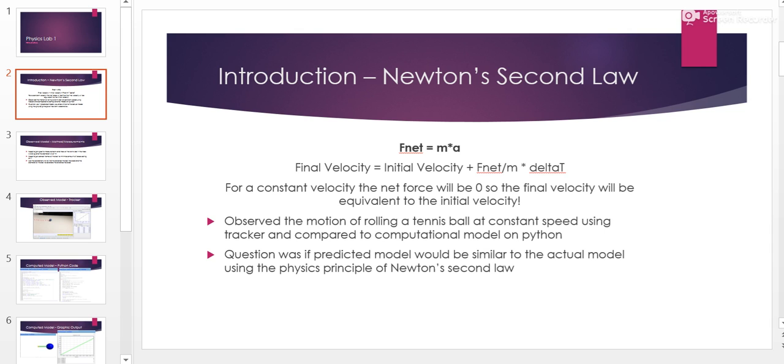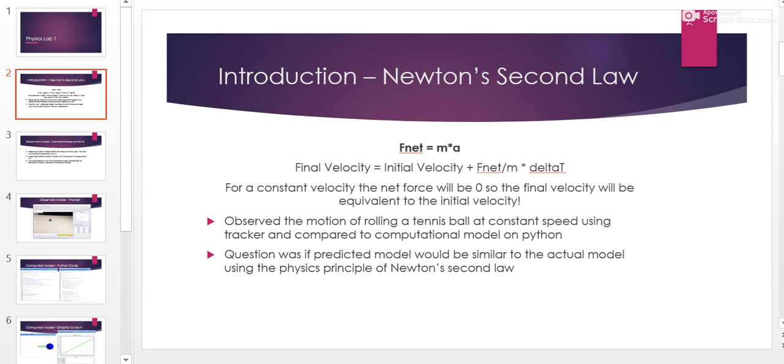You'll see that in the computational model, it was assumed that it was a constant velocity, whereas in an observed model, that might not be the case. In the computational model, the final velocity was equivalent to the initial velocity, whereas that might not be the case in the observed model.